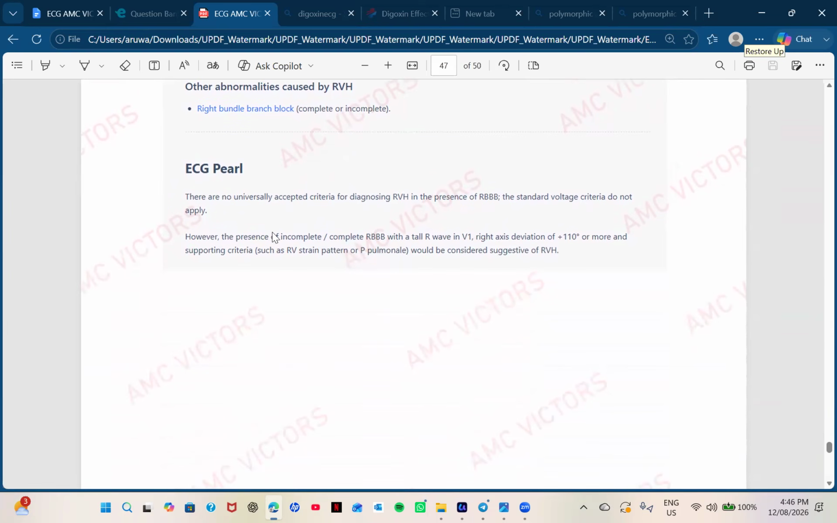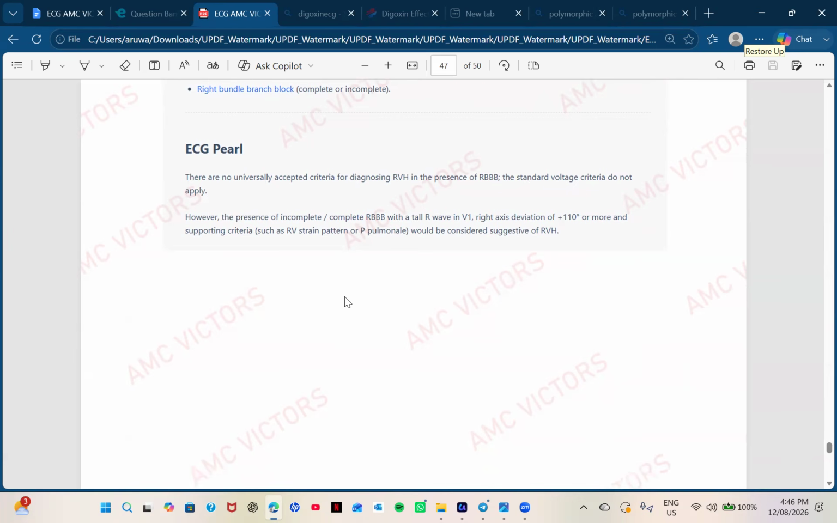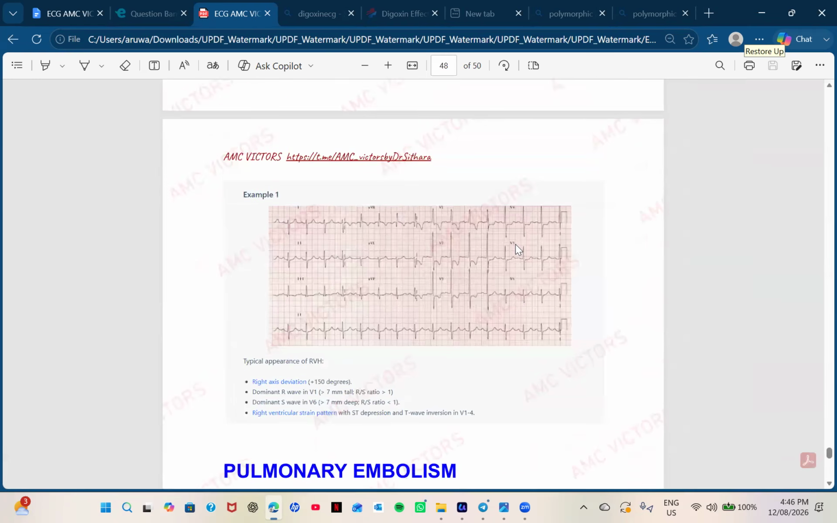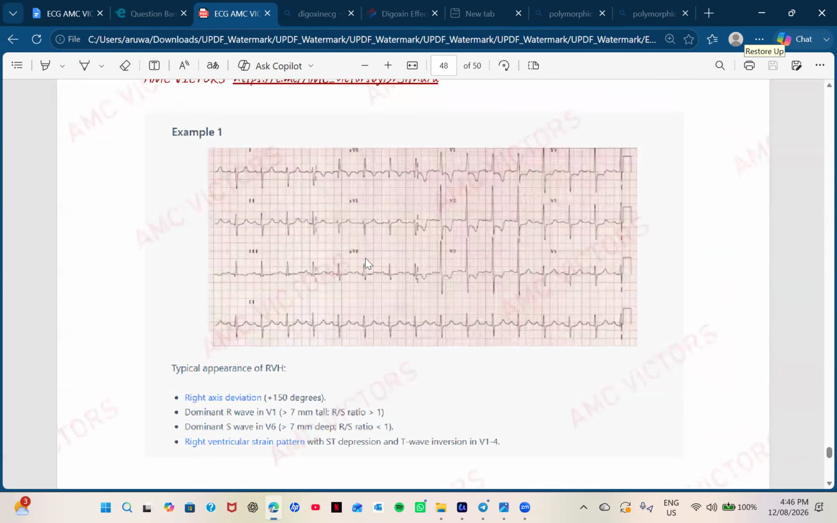There are no universally accepted criteria for diagnosing right ventricular hypertrophy in the presence of right bundle branch block. The standard voltage criteria do not apply. However, the presence of incomplete or complete RBBB with a tall R wave in V1 with right axis deviation and other supporting criteria, we can consider RVH, because mostly it is associated with the bundle branch block, right? Like that. Okay, here's the example.